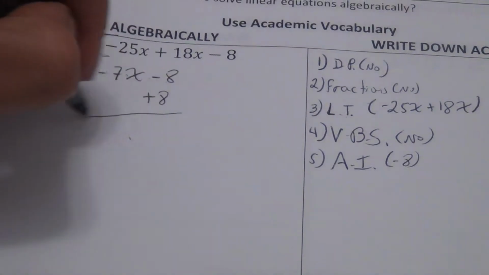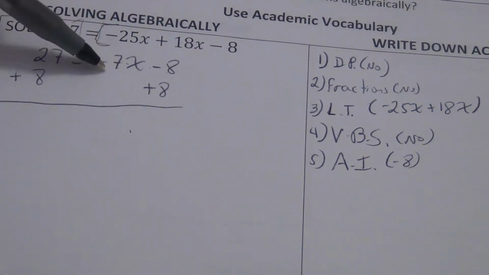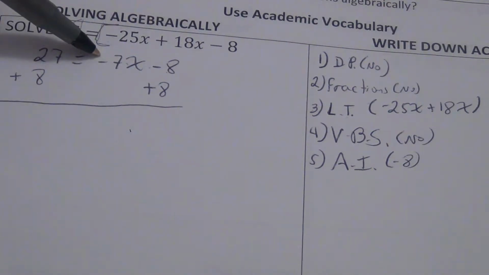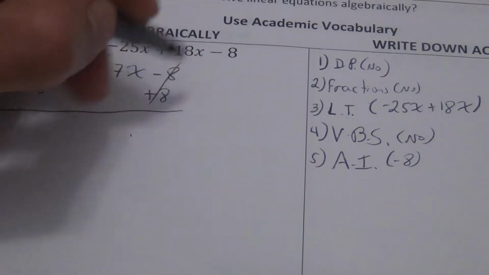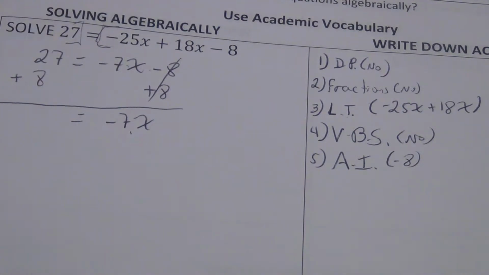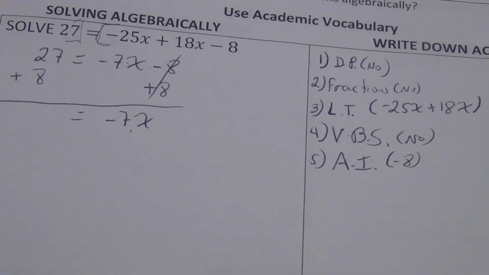And remember, what you do to one side, you do to the other. I'm not going to put plus 8 under the 7 because that's not where the other side is. The other side is over the equal sign. So this cancels out. I copy down the negative 7x, and now what is 27 plus 8? There you go, 35.